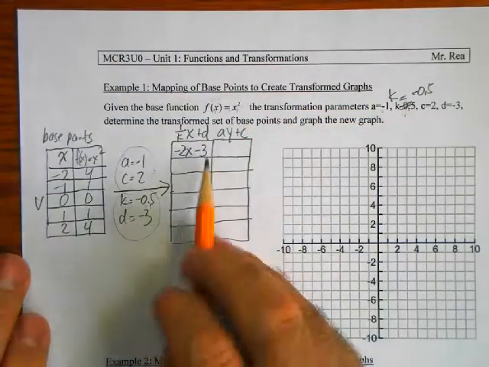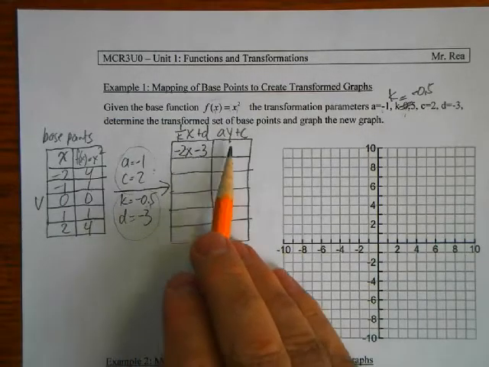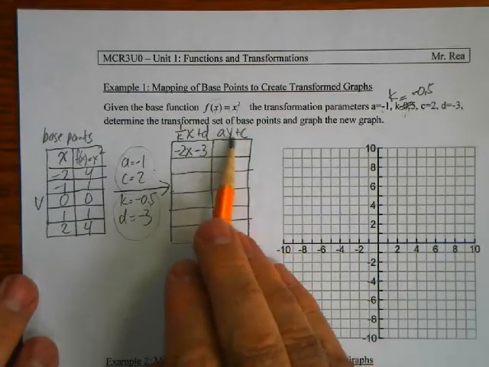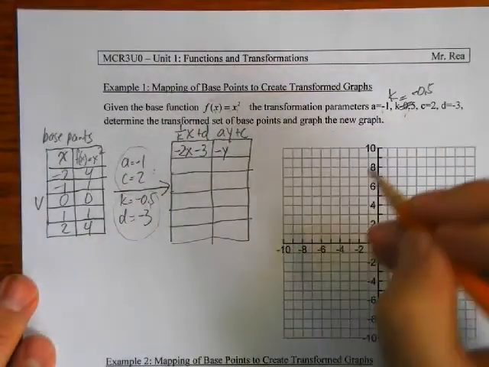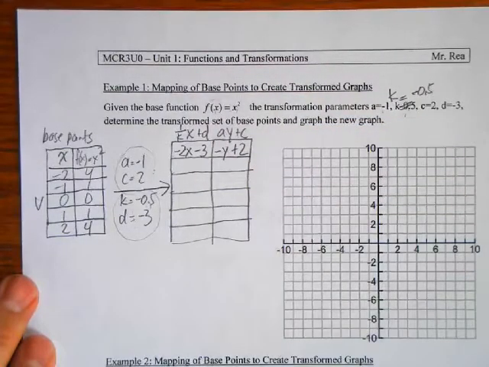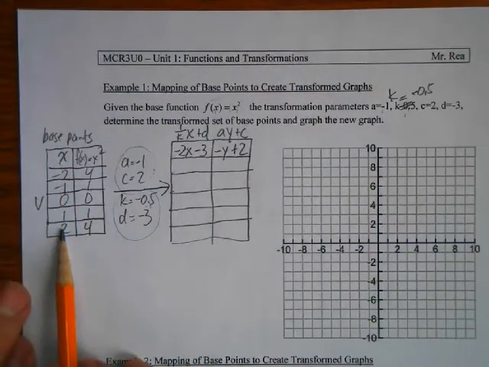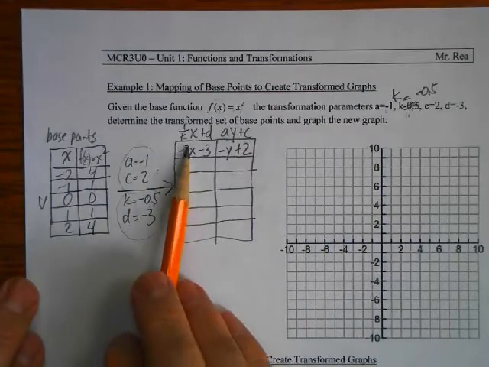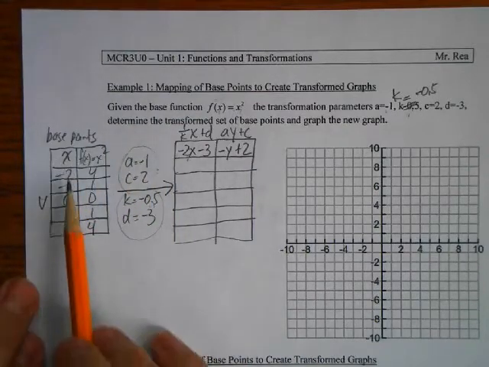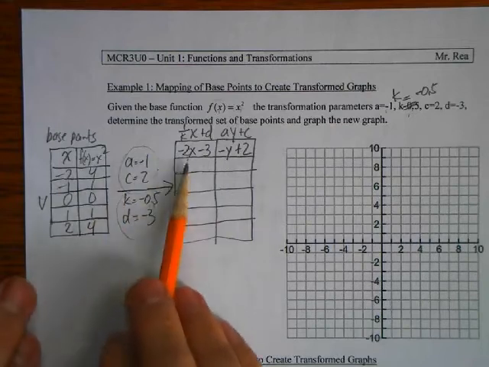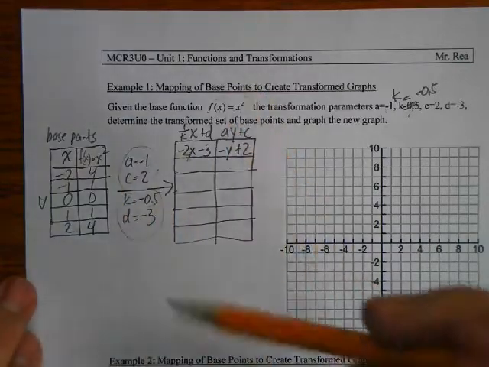So negative 2x minus 3 is the formula I use to get my new x coordinates from my base points. And I do the same thing with this generic formula, ay plus c. Well, a is negative 1, so that's negative y, and then plus c would be plus 2. Okay, so we're all ready to go now. I'm going to start with the original base point x coordinates and apply this formula. I'm going to multiply by negative 2 and subtract 3. I'm going to do all 5 of them and then do the y's later. So if I plug in negative 2 here, I get negative 2 times negative 2 is positive 4, minus 3 is positive 1.